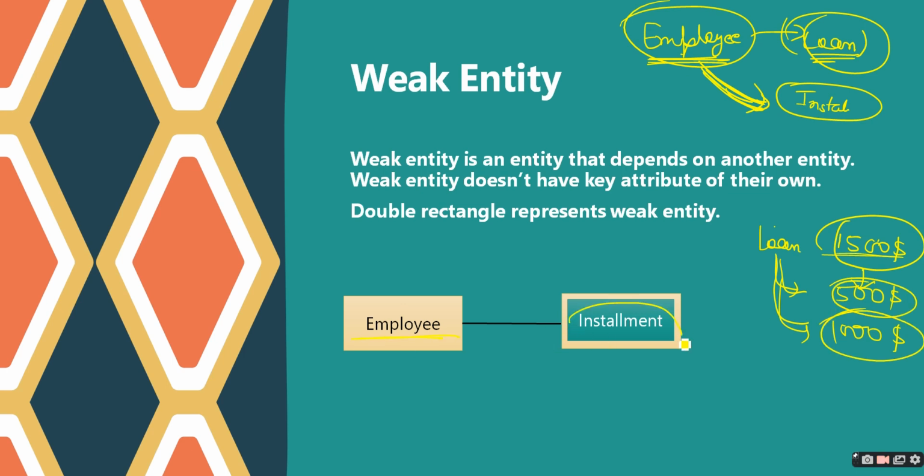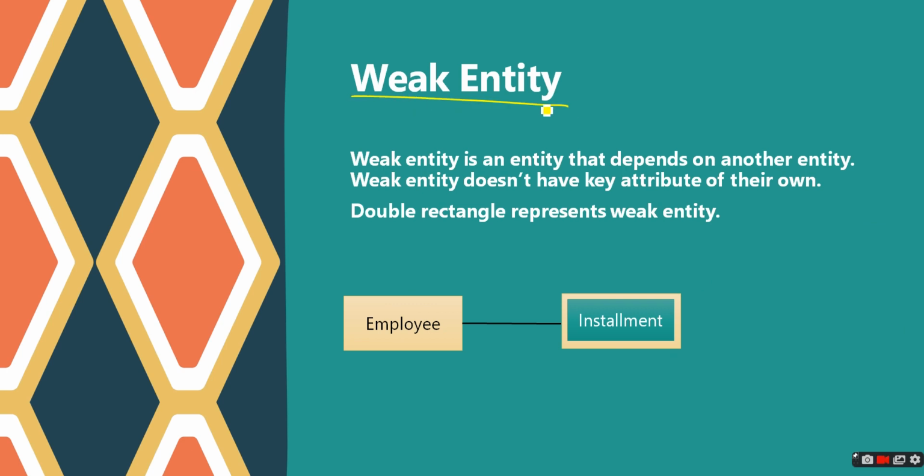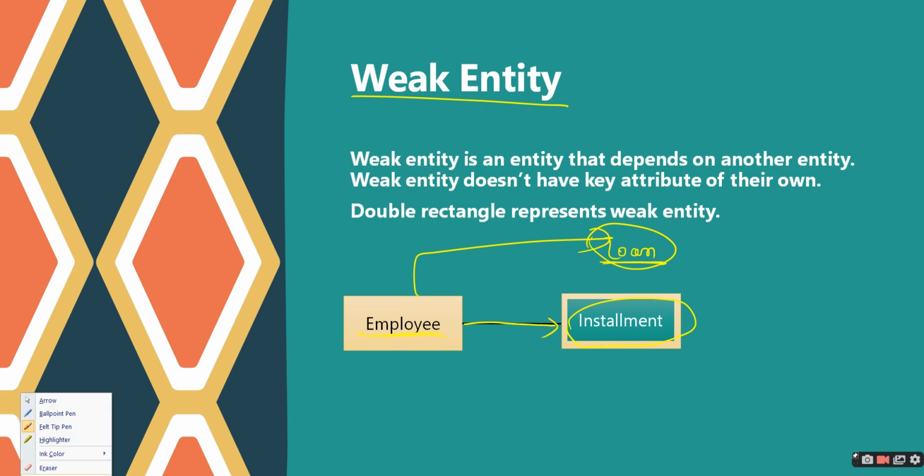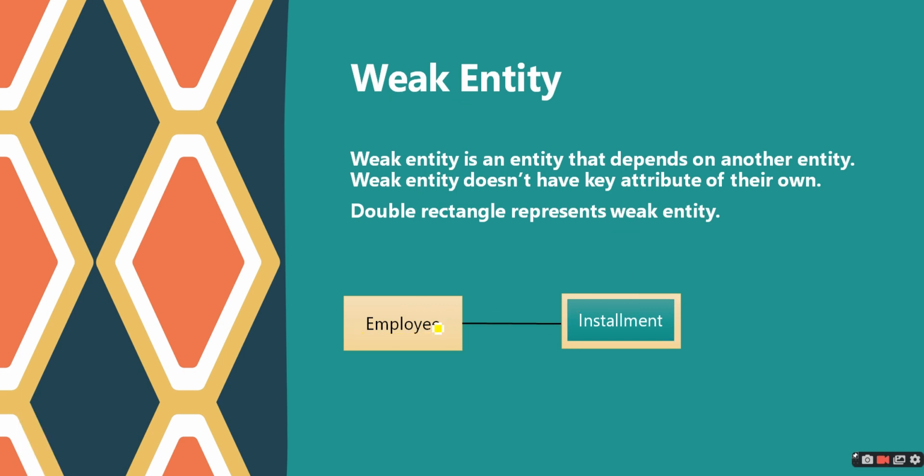So this employee has a relationship with an installment only and only when this employee has taken a loan. Otherwise this installment has no relationship with this employee, right? So this is what a weak entity is. This is totally dependent on one entity. What is that? That entity is a loan. If a loan amount exists for this employee, only then is this employee going to have a relationship with this installment. Otherwise there is no relationship between this employee and installment. So this is what a weak entity is.